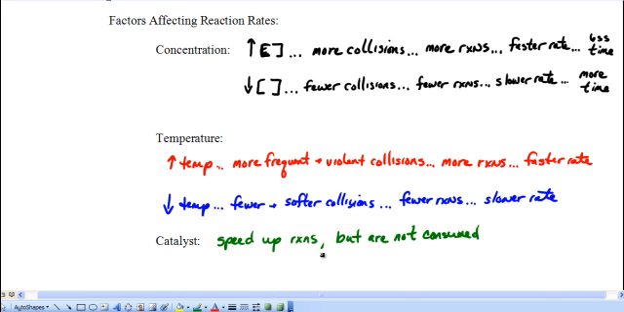Alright, now how are they going to do this? The way they speed up the reactions is by lowering the activation energy through changing the reaction pathway.